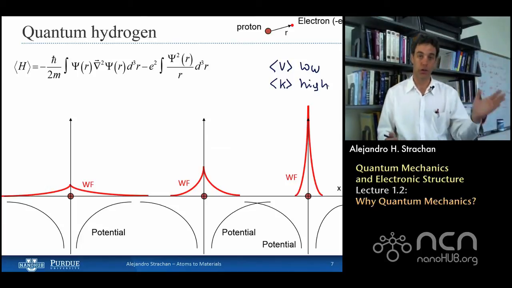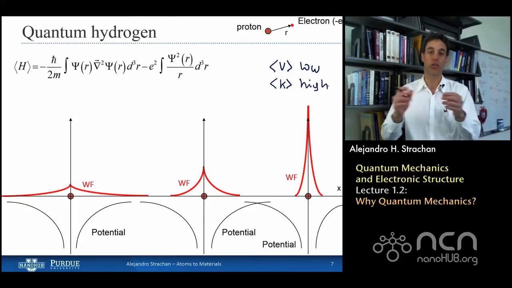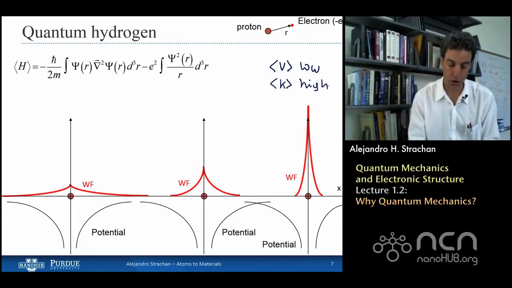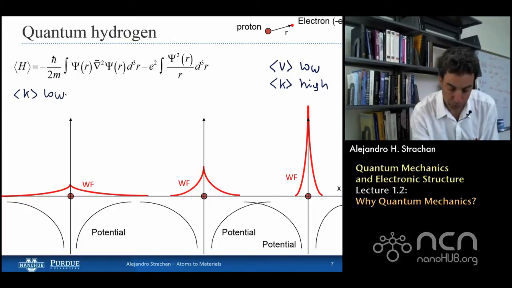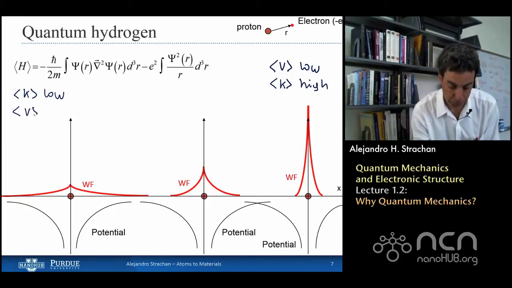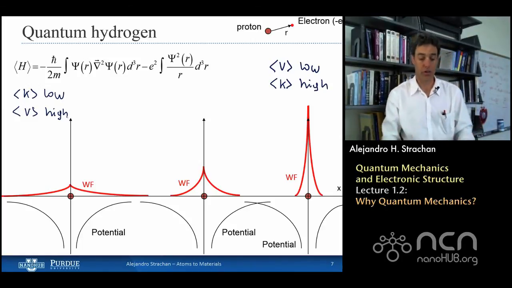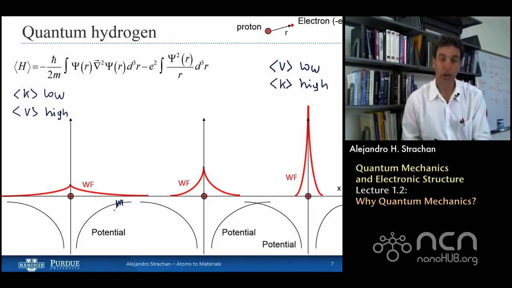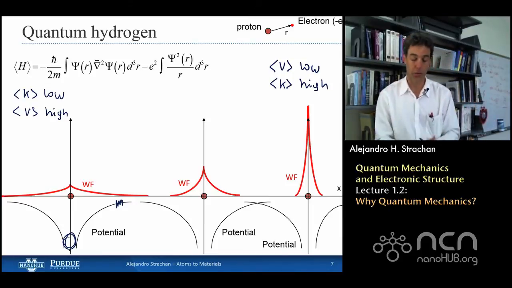Now, let's go to the other extreme on the left. Here I have a very diffuse wave function. So the electron can spend a lot of time moving away from the proton, being far away from the proton. So here, the kinetic energy will be great, will be very low, because I have very small gradients. However, the potential energy will be high. And it will be high because the electron spends a lot of time far away from the proton, where the potential energy is not so great. The potential energy here is not very good. Over here, the potential energy is very low, so very good.